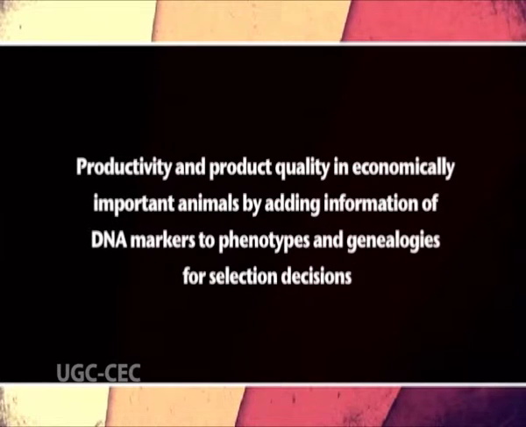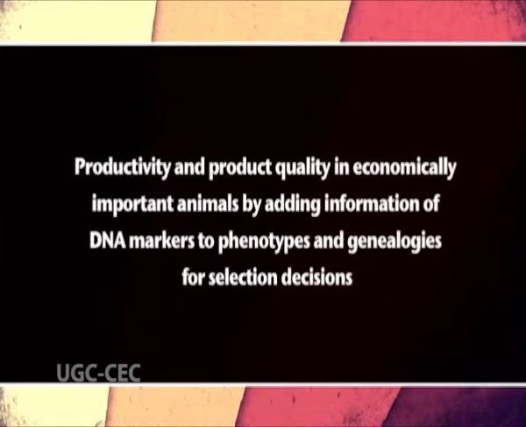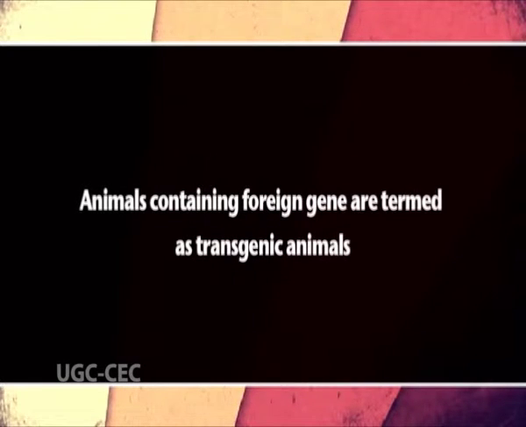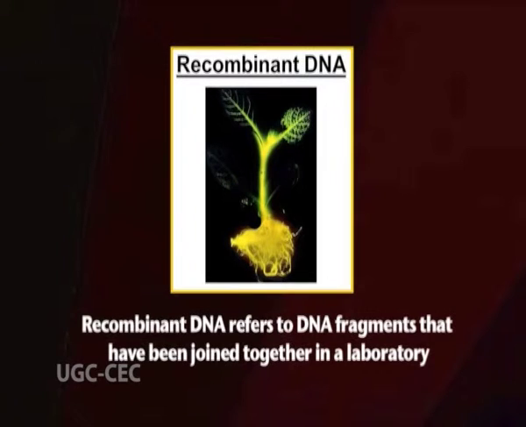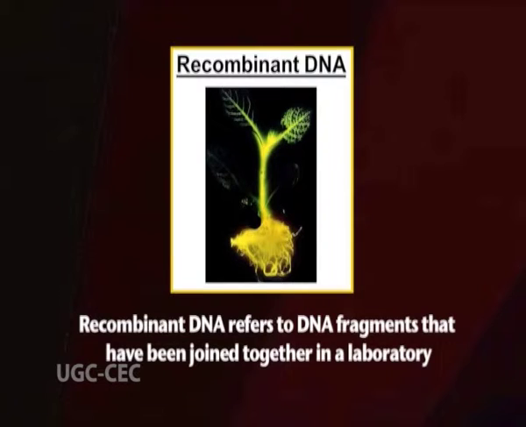The objective of this technology is to increase disease resistance, productivity, and product quality in economically important animals by adding information of DNA markers to phenotypes and genealogy for selection decisions. Animals containing foreign genes are termed transgenic animals. A genetically engineered or transgenic animal is an animal that carries a known sequence of recombinant DNA in its cells and which passes that DNA into its offspring. Recombinant DNA refers to DNA fragments that have been joined together in a laboratory.